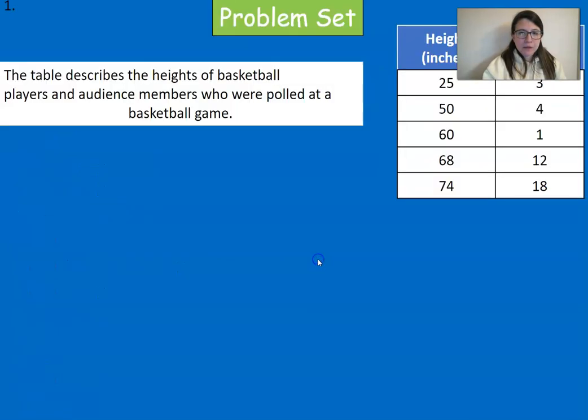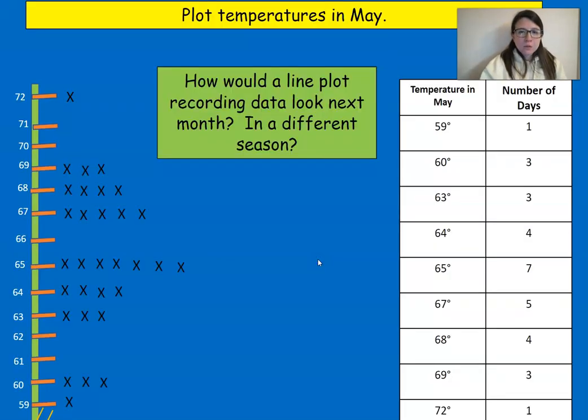I'm going to skip that one for now. How would the line plot look different next month or in a different season? What do you think? Say we did this in June, right? How do you think this line plot would look different in June? I want you to pause and talk to someone at home.